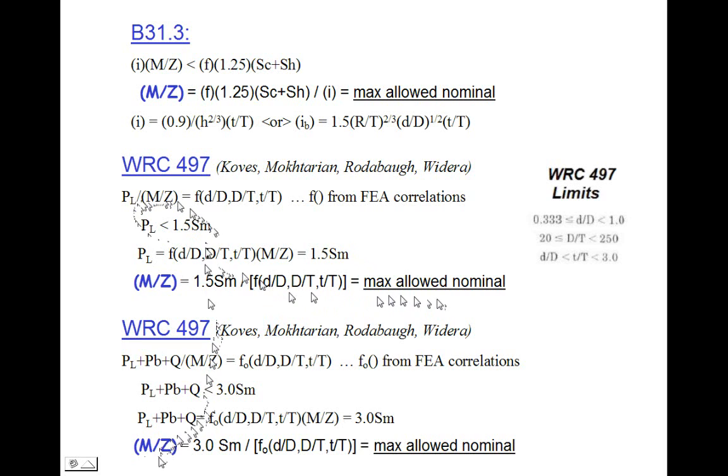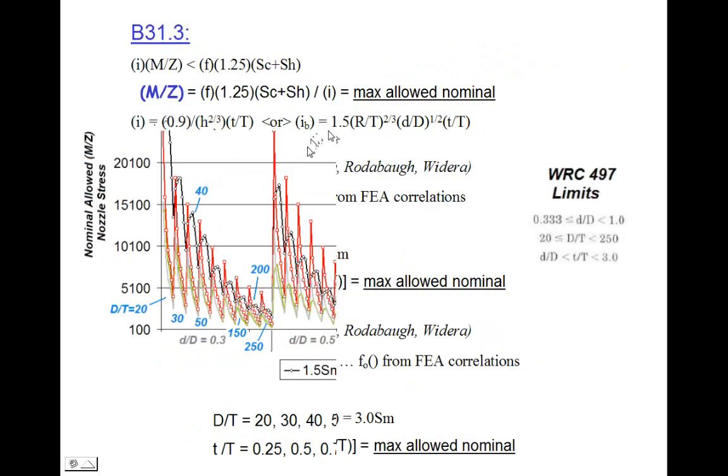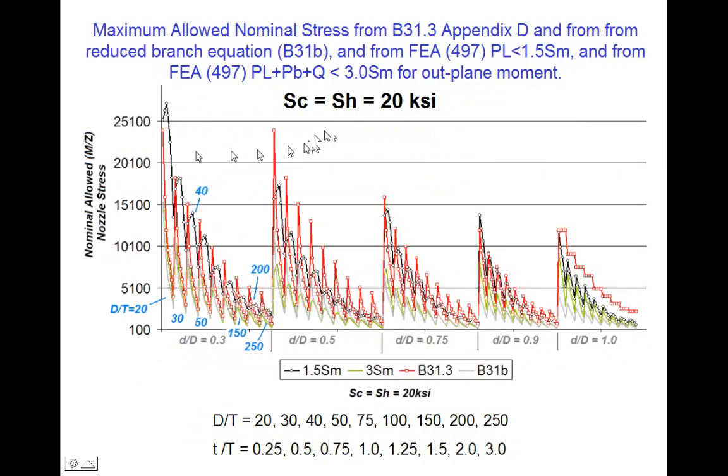I'm going to plot the nominal stress to satisfy the PL plus PB plus Q less than 3 SM requirement. And I'm going to plot the nominal stress as required by the B31 code to satisfy both I factor requirements. So let's take a look at what those plots tell us.